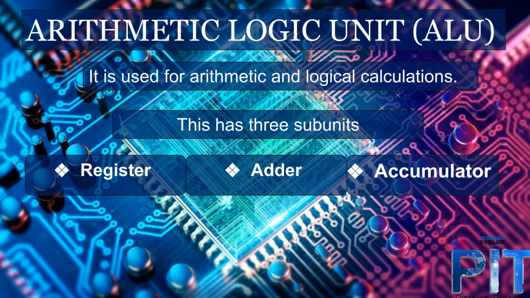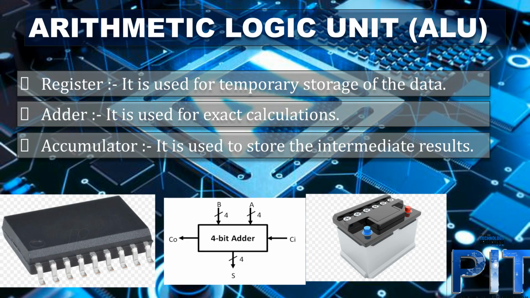The arithmetic logic unit, or ALU, is used for arithmetic and logical calculations. It has 3 subunits: the register, adder, and accumulator. The register is for temporary data storage. The adder is used for exact calculations, and the accumulator stores intermediate results.